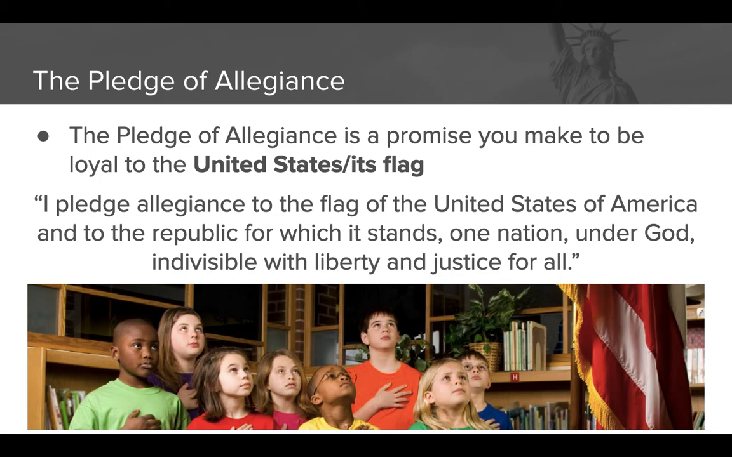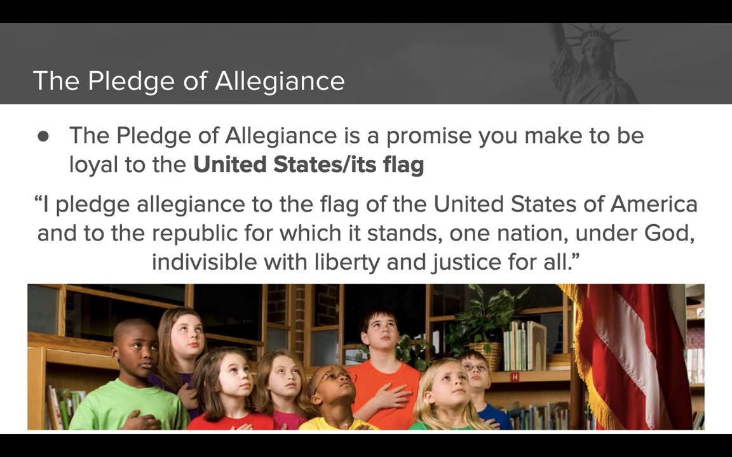And as you see from this picture of a bunch of young children in a classroom over here, what you usually do when you do the Pledge of Allegiance is you put your right hand on your heart, like with the Star-Spangled Banner, and you turn towards the flag and look at it. So it goes like this. I pledge allegiance to the flag of the United States of America and to the republic for which it stands, one nation, under God, indivisible, with liberty and justice for all. So there is the Pledge of Allegiance.